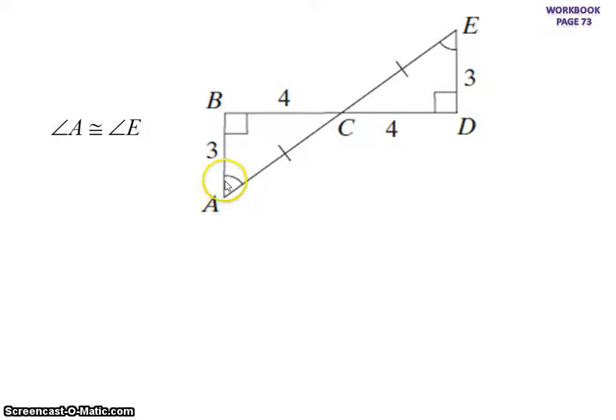What do we know? Well, we have a single arc here. Angle A is congruent to angle E. What else do we know? Well, we've got B and D are both 90-degree angles. They're marked as 90-degree angles, and 90-degree angles are congruent to all of the 90-degree angles, so B is congruent to D. What else do we know?